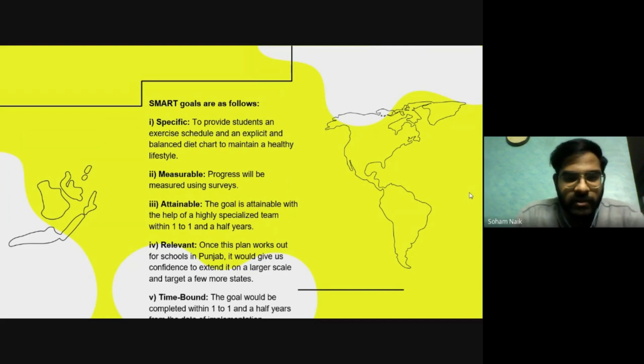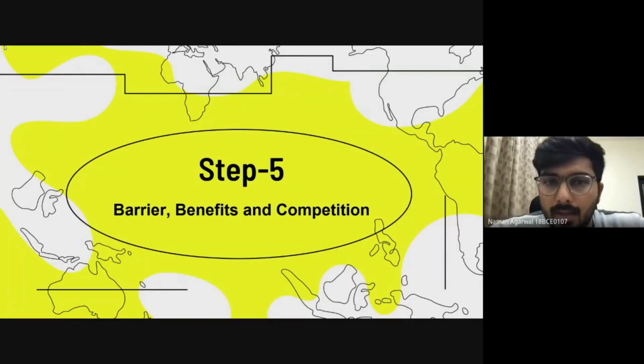The goal should be attainable in the sense that it can be achieved with the help of a highly specialized team that we have employed. We plan to attain the goal within a time span of 1 to 1.5 years. The goal also needs to be relevant, as mentioned earlier by my teammates. Once this plan works out for schools in Punjab, it will give us confidence to extend it on a larger scale and also target a few more states. And talking about the time bound goal, the goal would be completed within 1 to 1.5 years from the time of implementation.